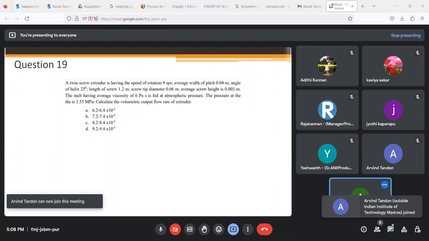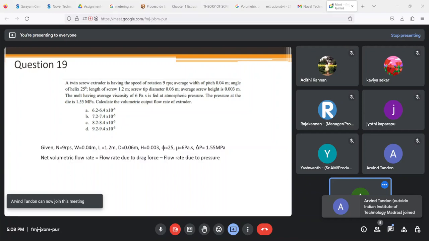But since here the angle of helix and all is given, we'll also calculate what is the drag flow. But here, since nothing is mentioned about the leakage flow, we can assume that to be negligible. So given here, n, which is speed of rotation, is 9 rps, width is 0.04 meters, length is 1.2 meters, diameter is 0.06 meters, height is 0.003 meters. Your helix angle is 25 degrees, which is given as phi. Viscosity is 6 pascal second, and pressure that is maintained is 1.55 megapascals.